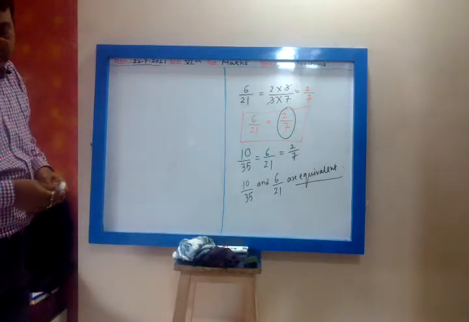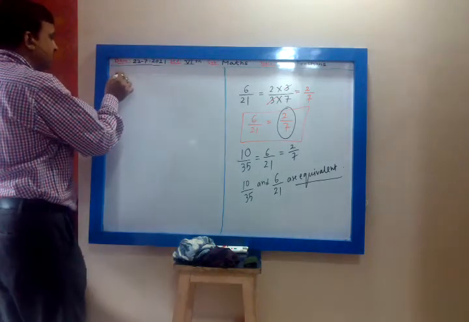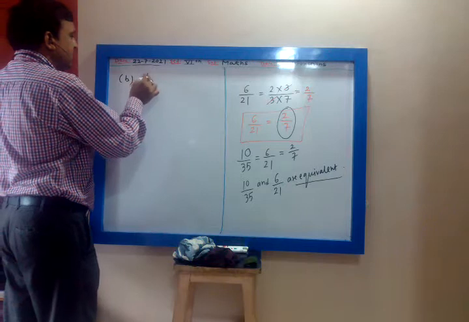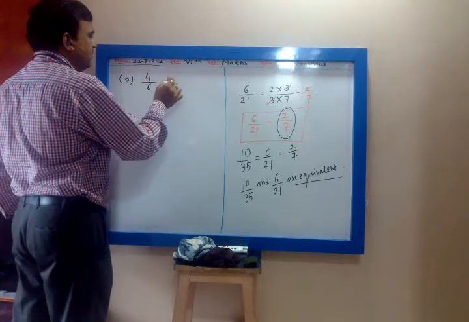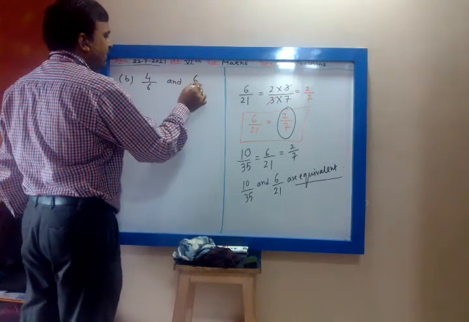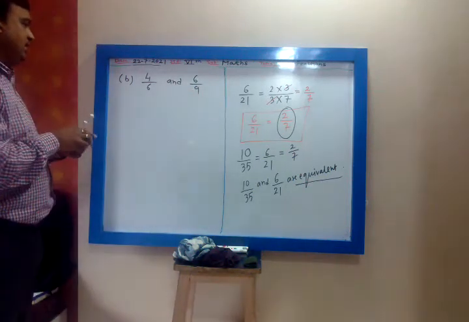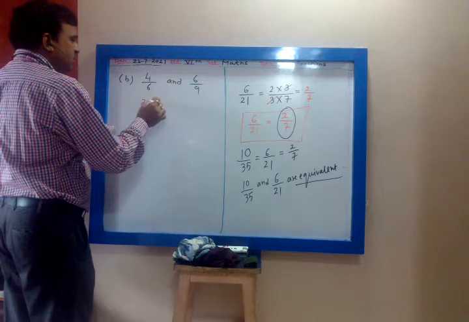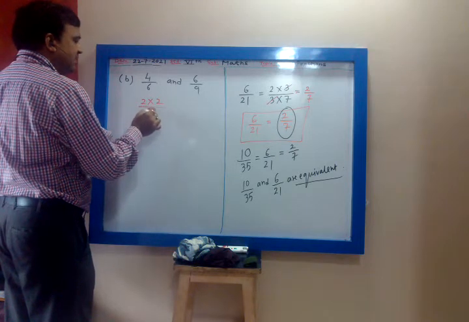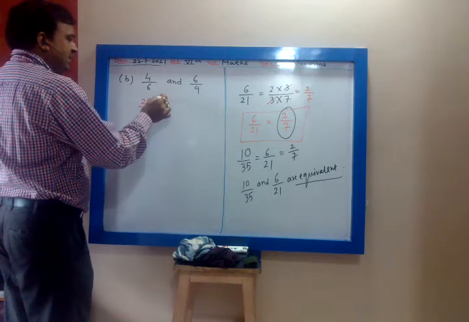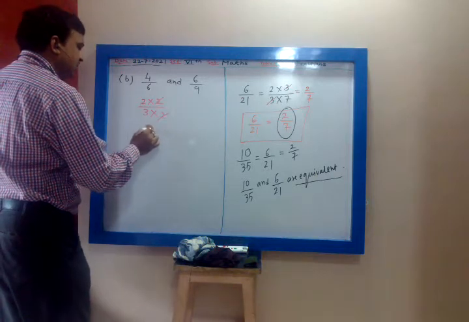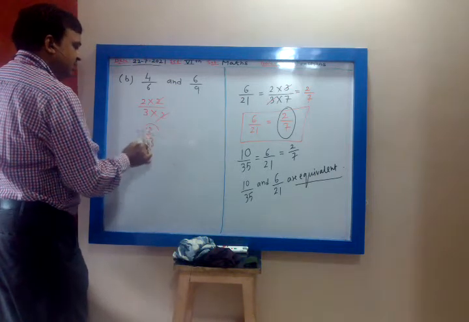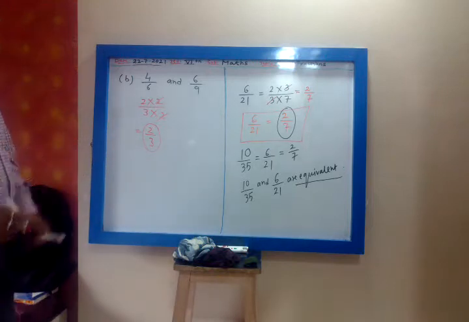Let us see. 4 upon 6 and 6 upon 9. 4 I can write 2 2s are 4. 6 I can write 3 2s are 6. Then 2 gets cancelled. What is left? 2 upon 3. This fraction is 2 upon 3.